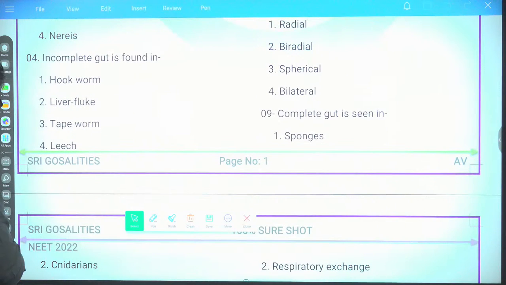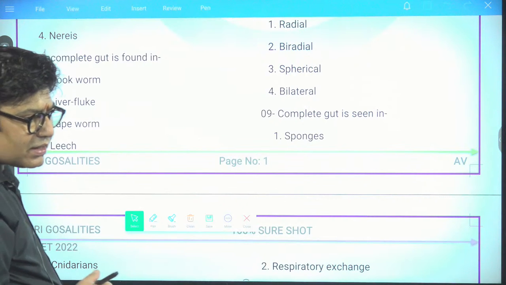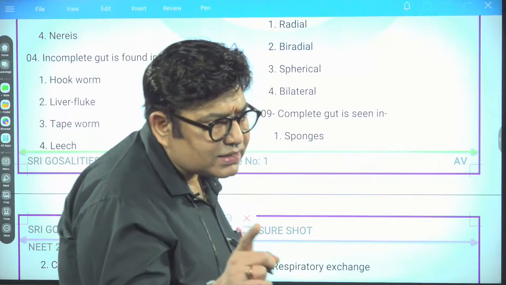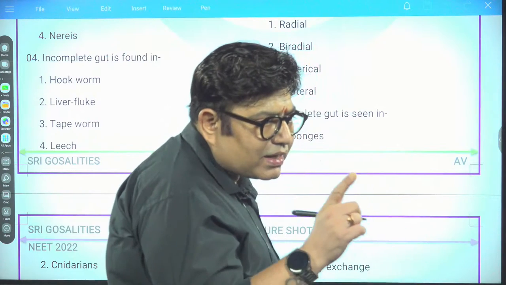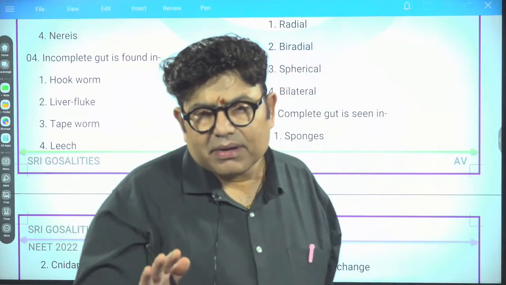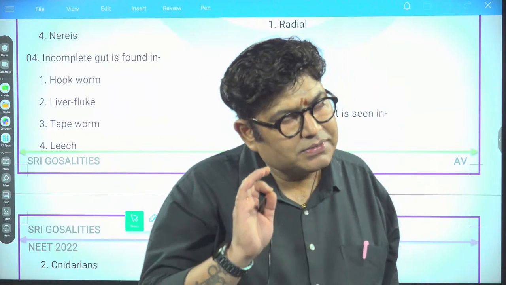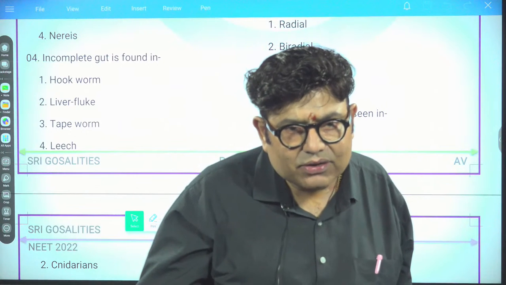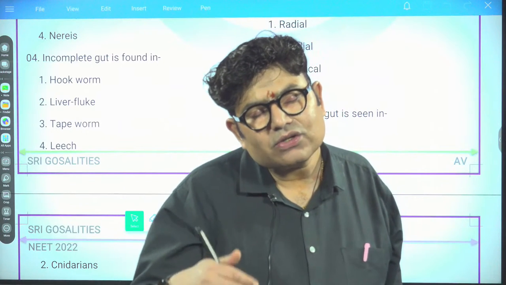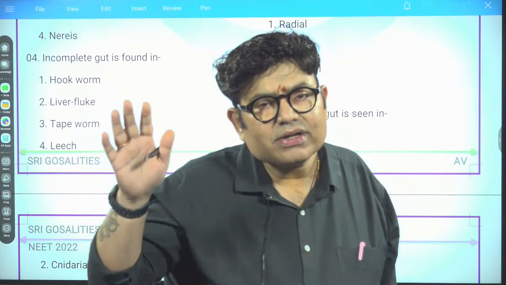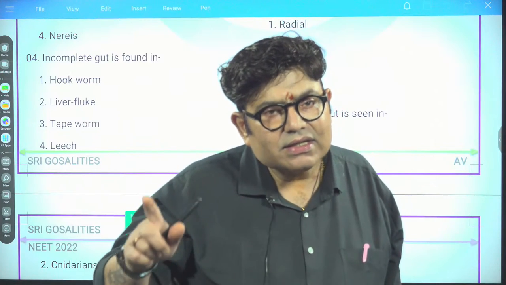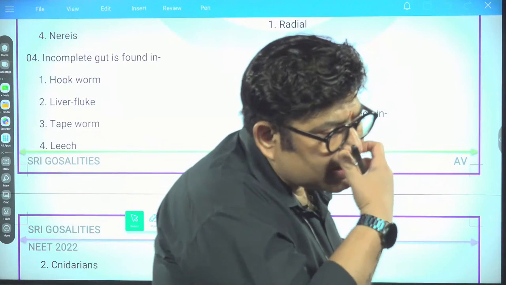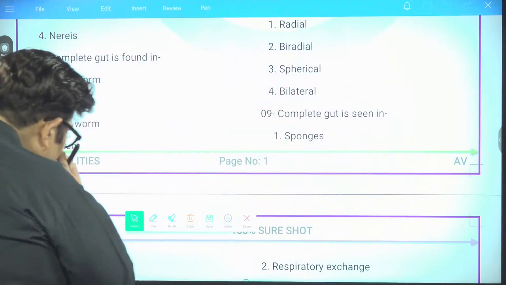Question number four. Incomplete gut is found in hookworm, liver fluke, tapeworm, leech. Incomplete gut means only one opening. Some people are answering liver fluke and some tapeworm, and some both. Your logic is correct, but I am adding one point here. In tapeworm, the alimentary canal is absent altogether, so it is neither complete nor incomplete. Therefore the correct answer is Fasciola, liver fluke. Very good, Priyanka. You are right.